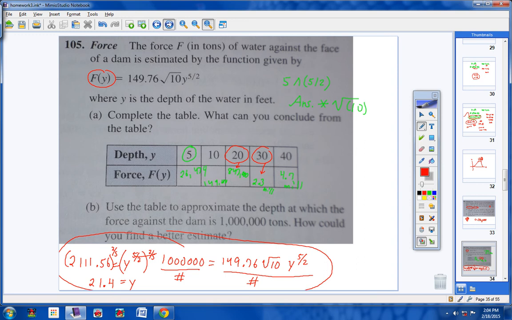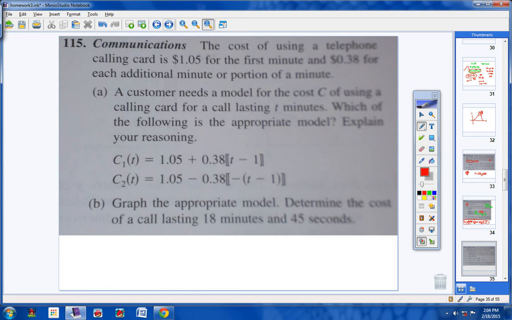Okay, moving on to number 115. The cost of using a telephone calling card is $1.05 for the first minute and 38 cents for every minute after that. Now, a customer needs a model for the cost, say, of using a calling card. Which of the following models is the appropriate model?